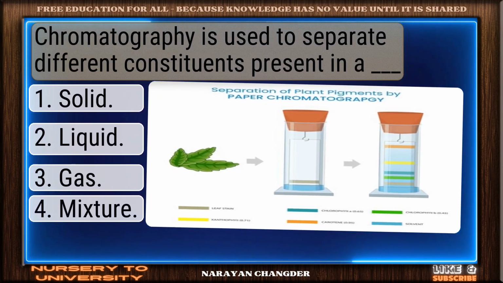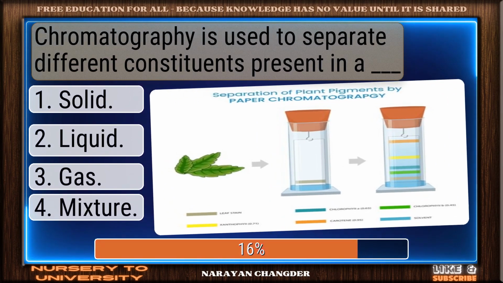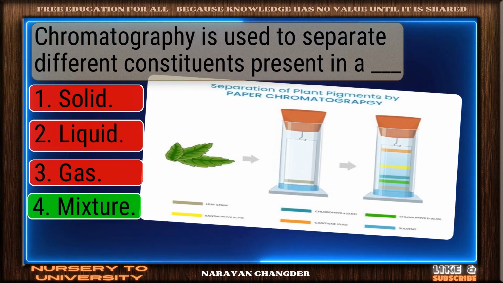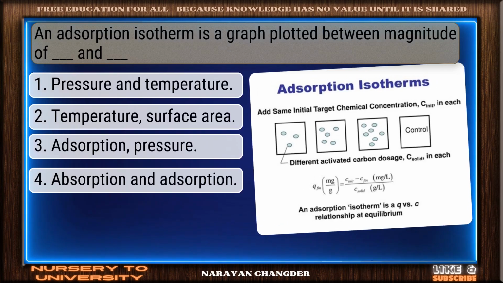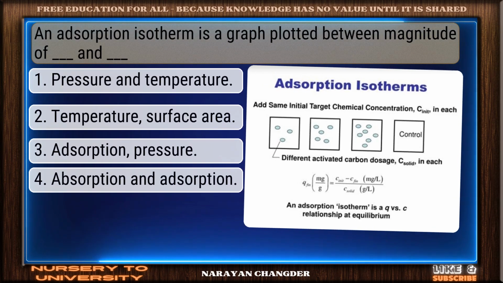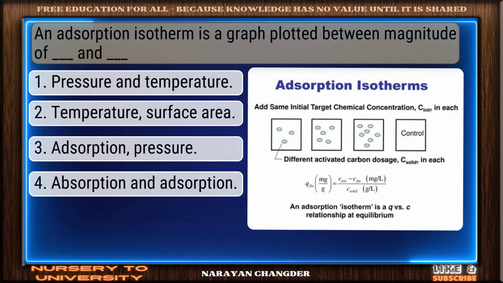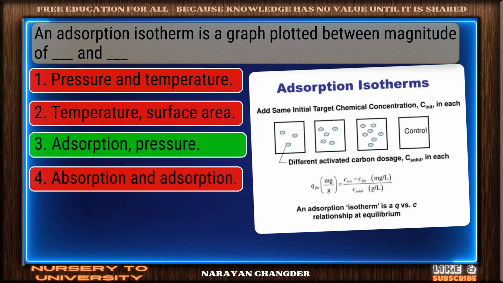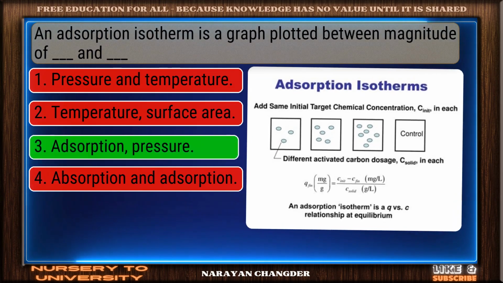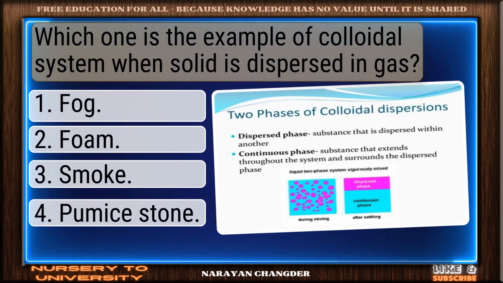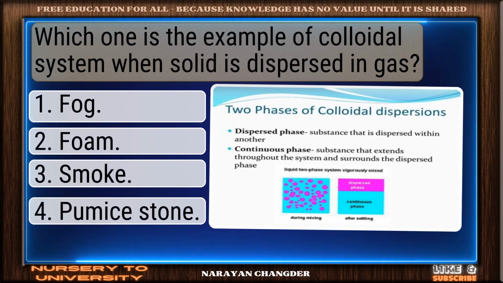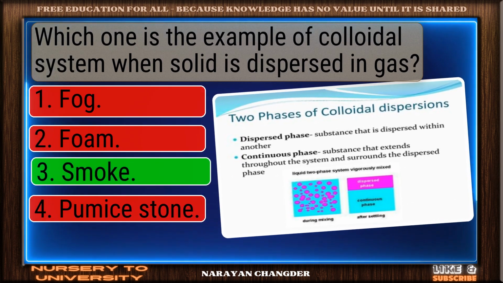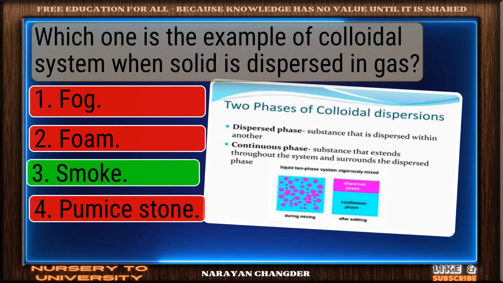Chromatography is used to separate different constituents present in a dash. Well picked. Mixture is the correct answer. An adsorption isotherm is a graph plotted between the magnitude of dash and dash. On track. Adsorption, pressure is the correct answer. Which one is the example of a colloidal system when solid is dispersed in gas? Clear logic. Your choice, smoke, is sound and 100% true.